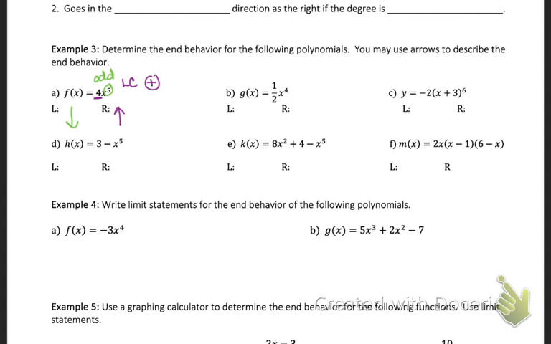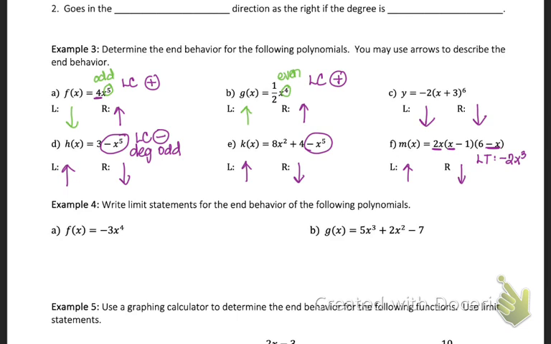Okay. On B, my leading coefficient, 1/2, is positive, so that means my right side goes up. My degree is even, so that means my left side does the same. It also goes up, okay? Pause your video and take a moment to try C, D, E, and F. Make sure that you find the leading term, even if it's out of order. So that's the highest powered term. And I'll come back in 3 seconds with your answers.